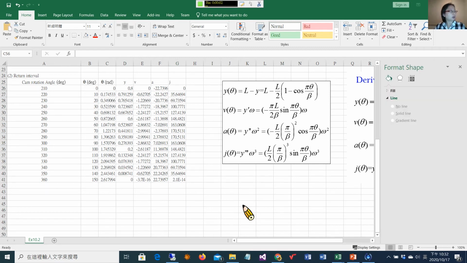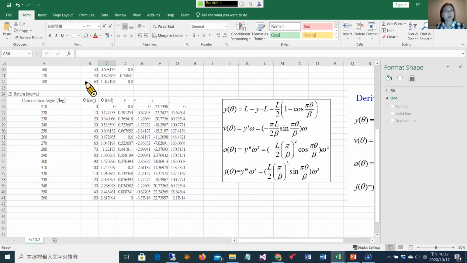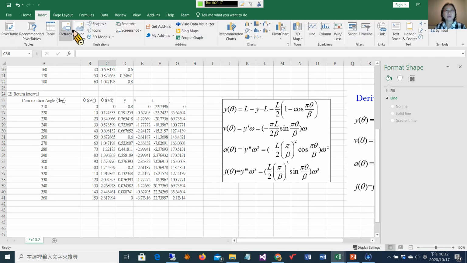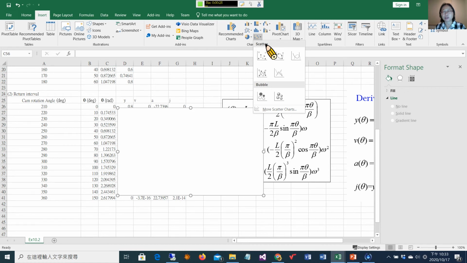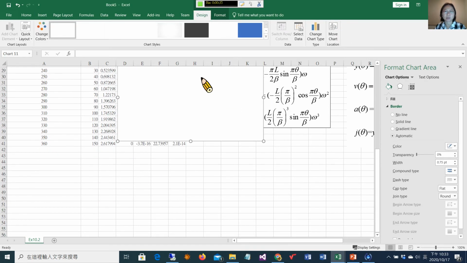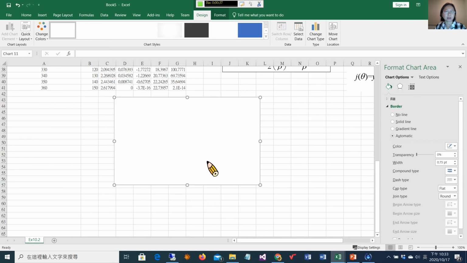I will show you how to use the XY scatter plot to draw the SVAJ diagrams. I move the mouse to the insert tab. We can go to the charts group, and this is scatter. We have many scatter types to choose from, but this time I choose scatter with smooth lines and markers, and click it. It shows a blank diagram, so we need to add the data into this diagram.